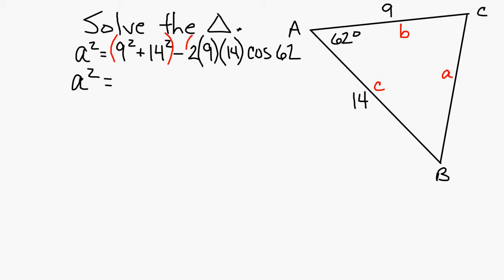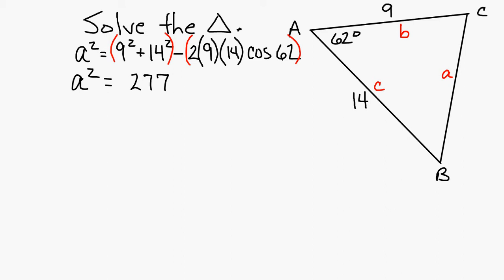And then you can subtract all of this. So do in your calculator 9 squared plus 14 squared and hit equals. And you should have a 277 there.